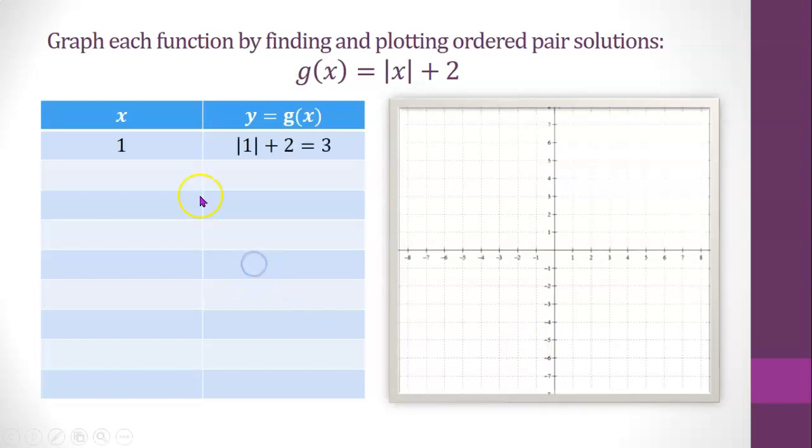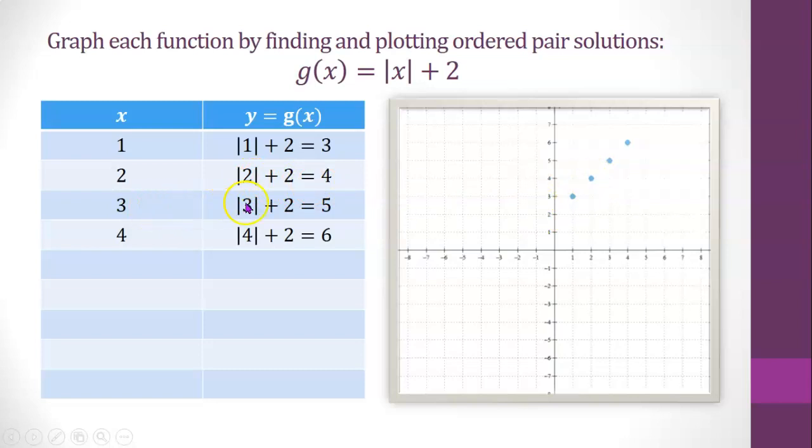When x is 1, the y that goes with that would be g of 1. So it would be the absolute value of 1, and remember the absolute value of a positive number is just that number. So 1 plus 2 equals 3. That gives us the point on the graph 1, 3. Then when x is 2, the absolute value of 2 plus 2 is 4. We get the point 2, 4.